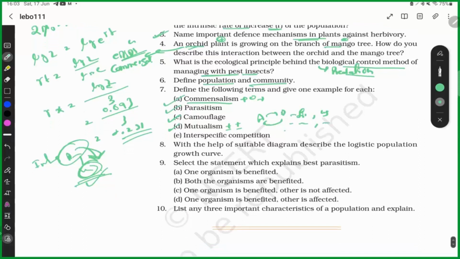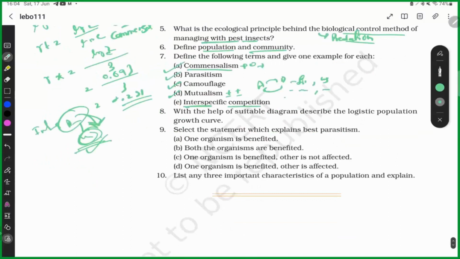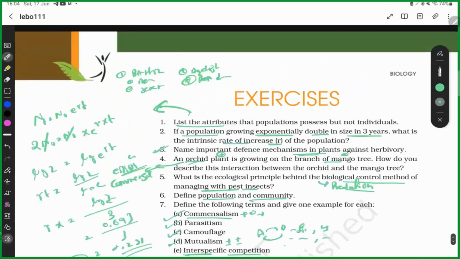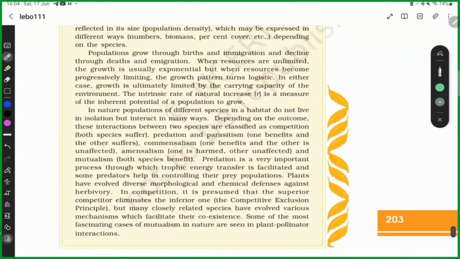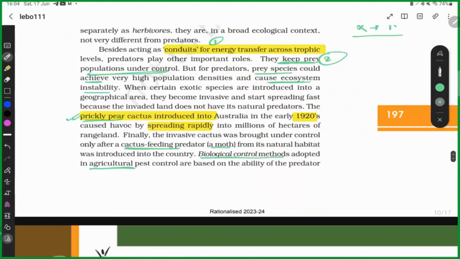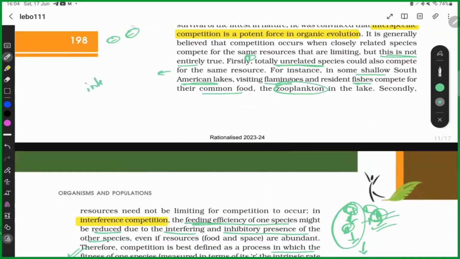What is interspecific competition? Competition between two species. It is a competition between two individuals belonging to different species. Unrelated species could also compete for the same resource. Example: competition between the resident species of South American lakes and visiting flamingos for the same food, zooplankton.